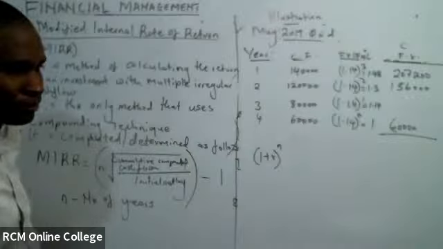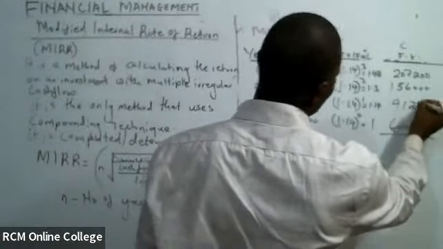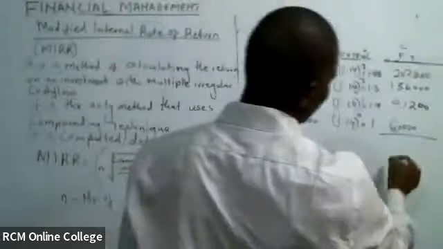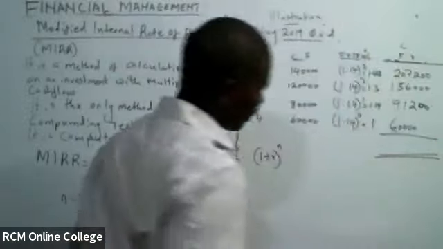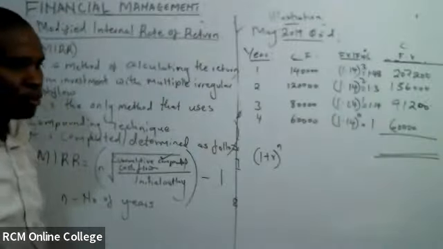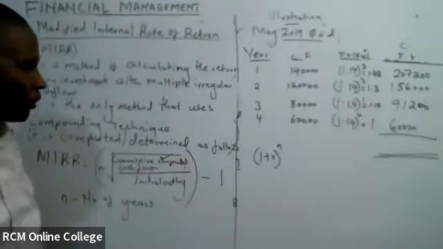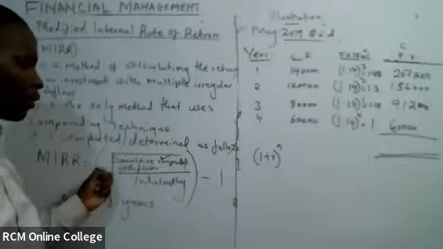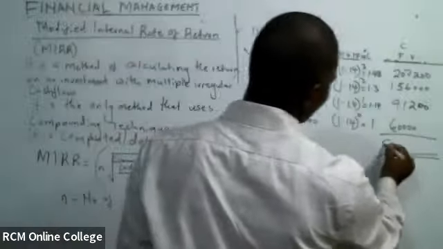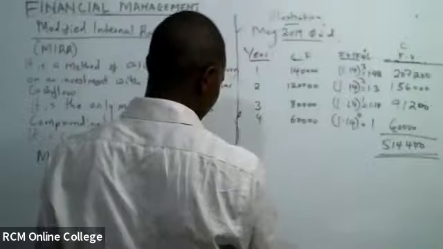So hiyo ingine itakuwa ngapi? 91,200. Now we want to get our cumulative compounded cash flow. Si unaongeza hizi zote. Ongeza hizi zote. Cumulative compounded cash flow ni ngapi? Ongeza hizo zote. Total. Hizo zote. Sasa tunakuja kucheza na our roots. 514,400. Then I can get my MIRR.